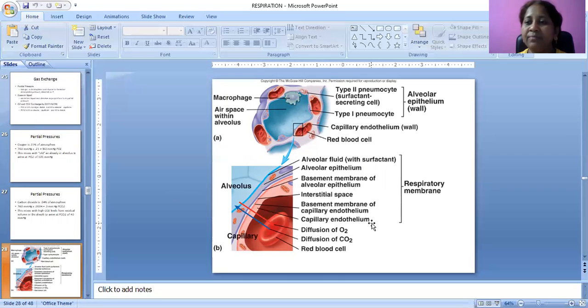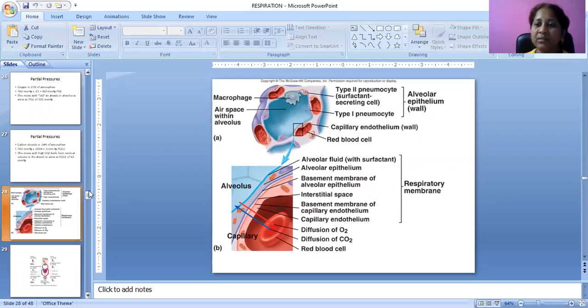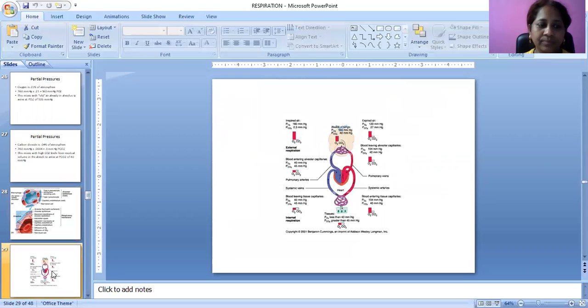Gases exchange, mainly oxygen transport. About 97% of oxygen is transported by means of RBCs. Only 1 to 3% of oxygen is transported through plasma, because RBCs have the respiratory pigment hemoglobin. Hemoglobin has the binding capacity to oxygen to form oxyhemoglobin.